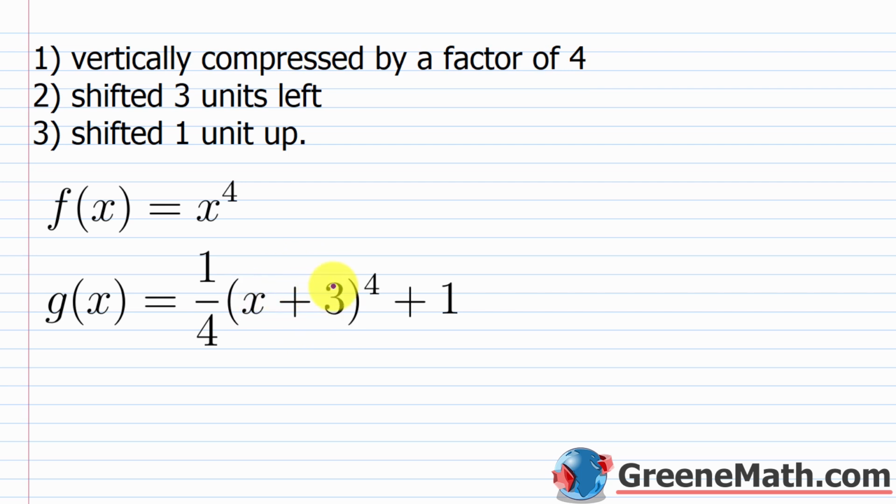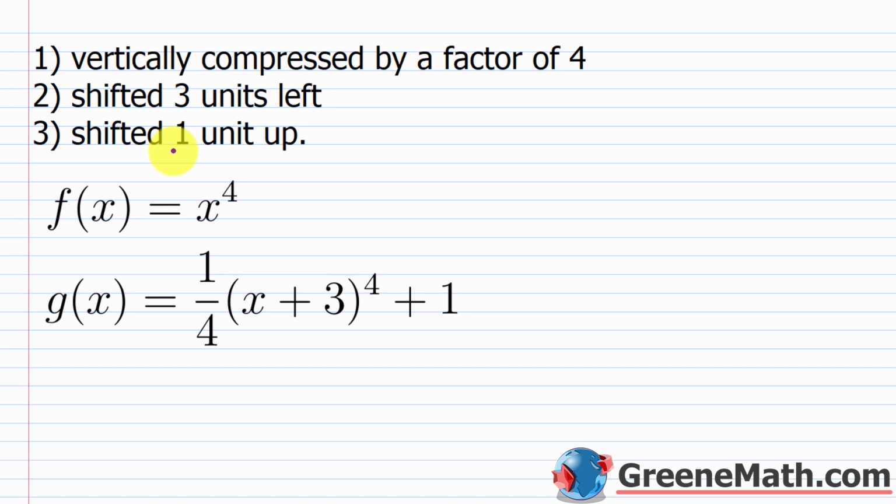If you have x plus 3, well, to undo that plus 3, you need to subtract away 3. So that means I'm going to be shifted 3 units left. Then when we come back on the outside here, you have the plus 1. Again, that's shifting me up 1 unit. So I have shifted 1 unit up. Again, this one right here that I've listed as number 2, that can go first, that can go last.